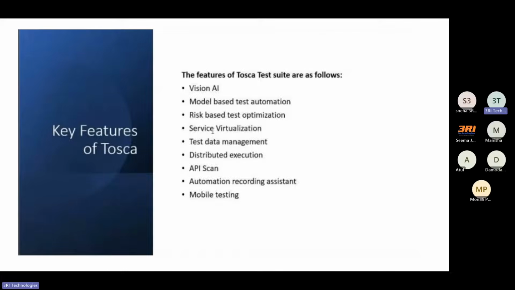We have distributed execution, like I want my test cases to be executed. You have 300 to 400 test cases, and you want them distributed among the server agent machines. So you can execute your test cases on multiple machines using the server agent configuration. Then we have API scan, and we can even do mobile testing as well.